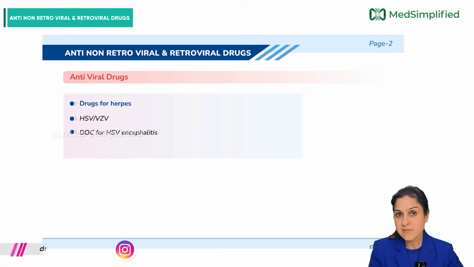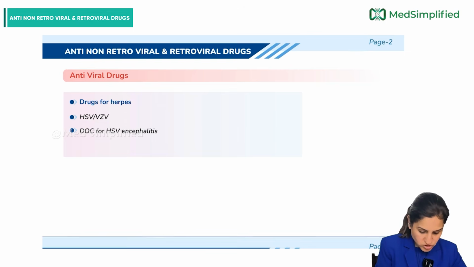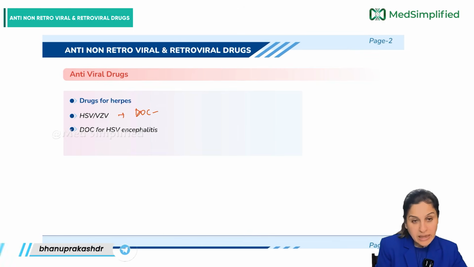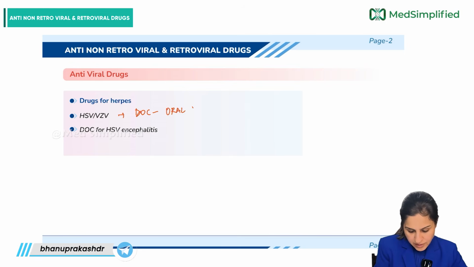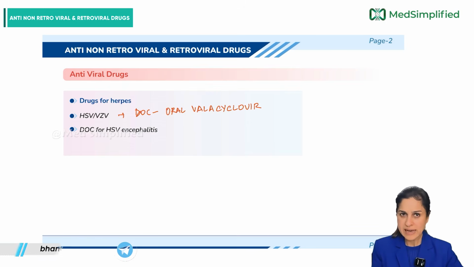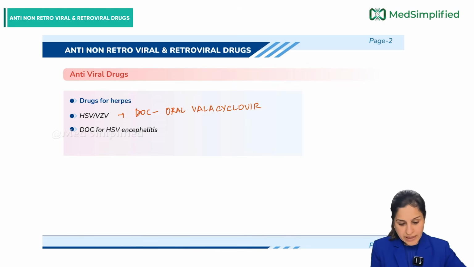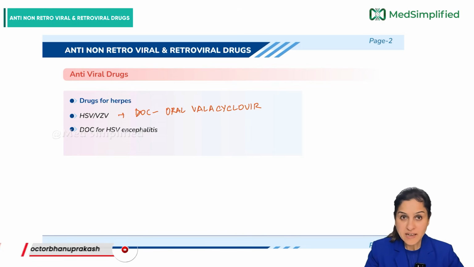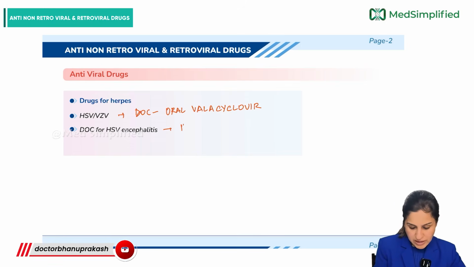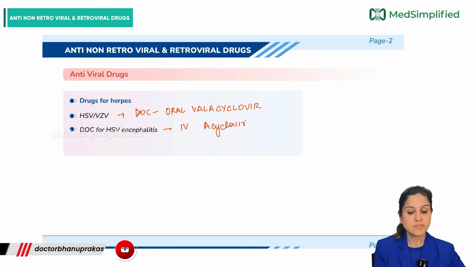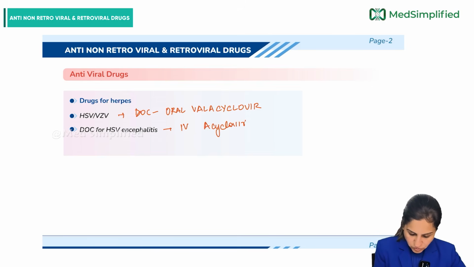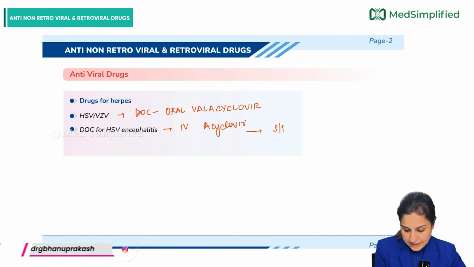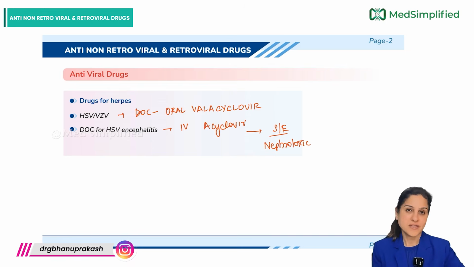For herpes simplex virus and varicella zoster or herpes zoster virus, our drug of choice is oral valacyclovir. So we prefer this to acyclovir. The drug of choice for HSV encephalitis is IV acyclovir. Remember, acyclovir has an important side effect that you should know: it is a nephrotoxic drug.